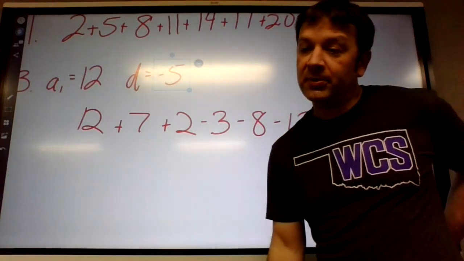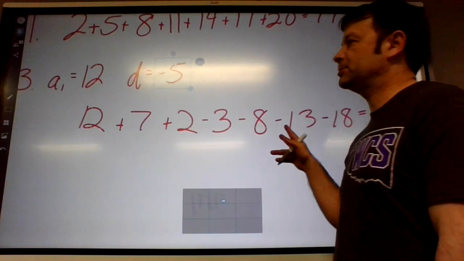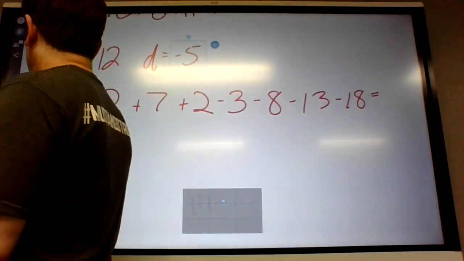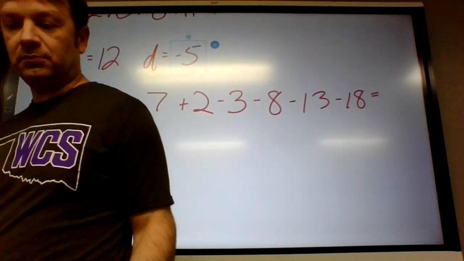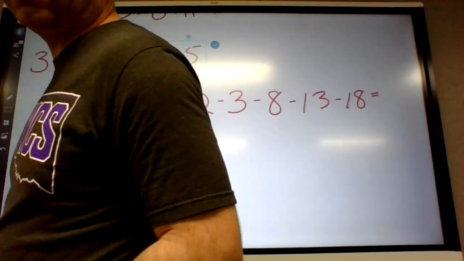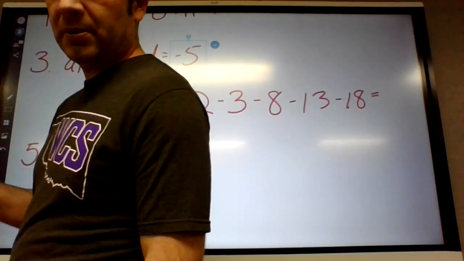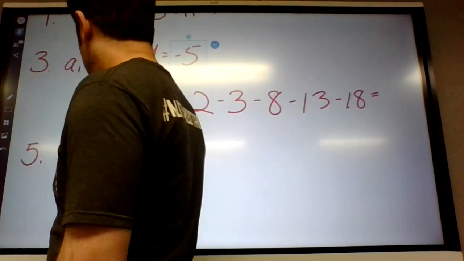Let's see, what does that come out to? I'll just make you guys do it. Did someone get the answer? Negative 29? 21. 21. Right? Yes.